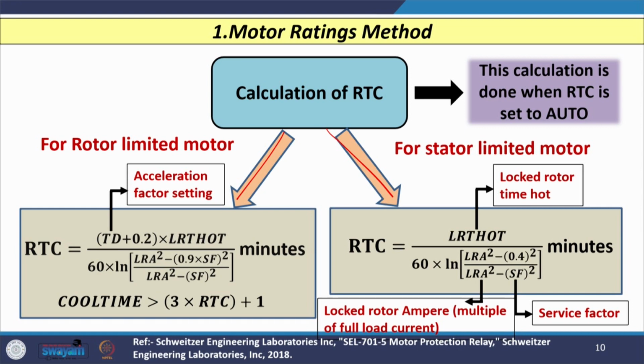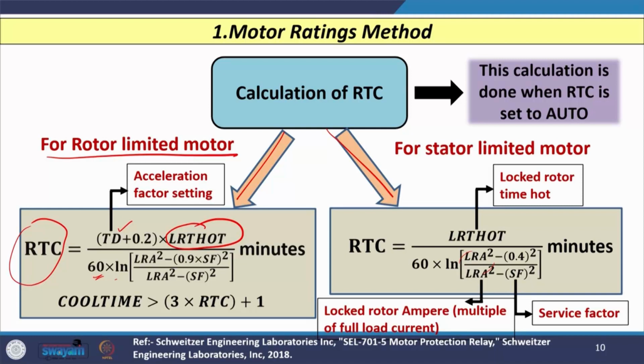The first category is if you use your motor as a rotor limited motor, then you have to use this formula for the calculation of the run state time constant. In this formula, in the numerator you have the value of Td, which is known as the acceleration factor, which is normally 1. Then you have another thing, the LRT hot time, which is normally given, because earlier we considered that we have to input this. Then in the denominator you have some constant with the natural log with two values, the second is LRA, which is nothing but the locked rotor ampere, a multiple of full load current. So, let us say your full load current is 5 ampere, and if your LRA is 5 times the full load current, then the LRA value becomes 5. If it is 10 times the full load current, your LRA value is equal to 10.